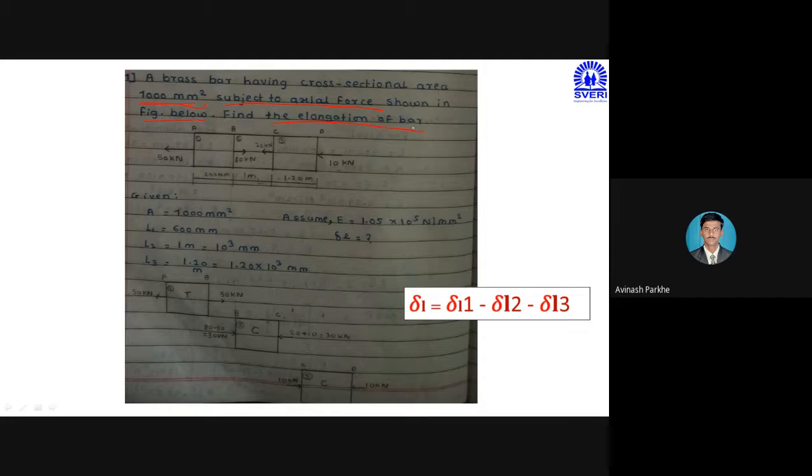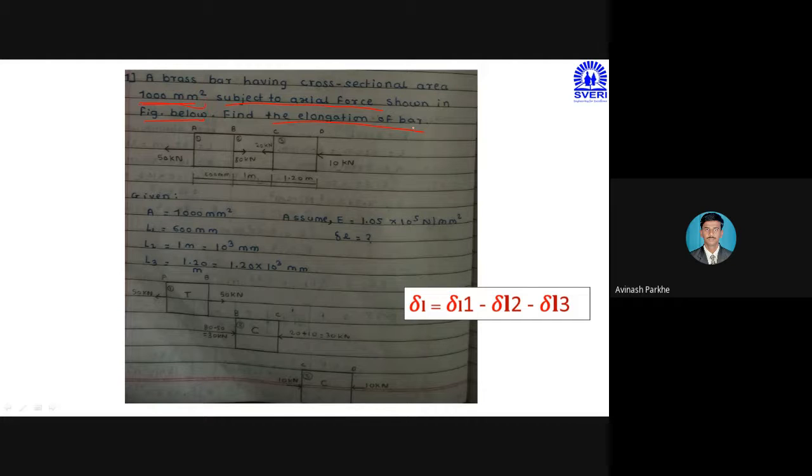So the statement is in front of you. A brass bar having cross sectional area 100 mm square, the cross sectional area is given, that is 100 mm square, which is subjected to axial forces. So whatever forces are applied, a number of forces, they are applied axially, that means along the axis, which is shown in the figure below.